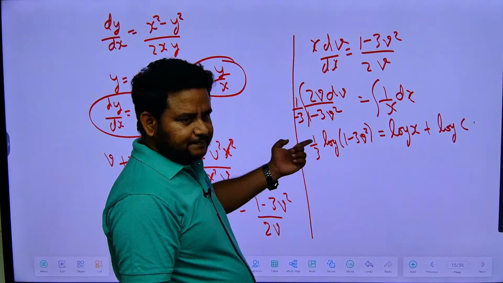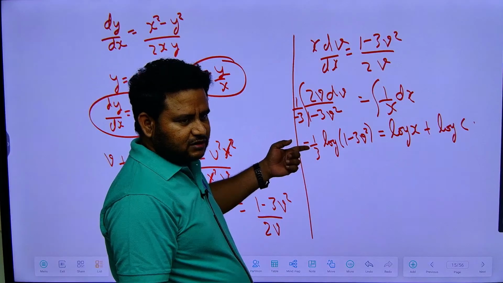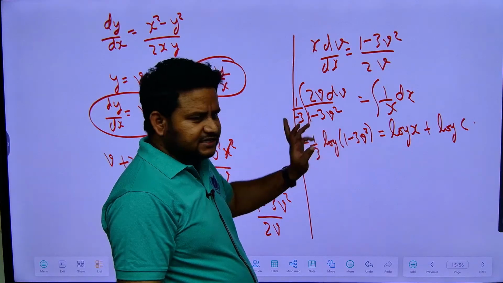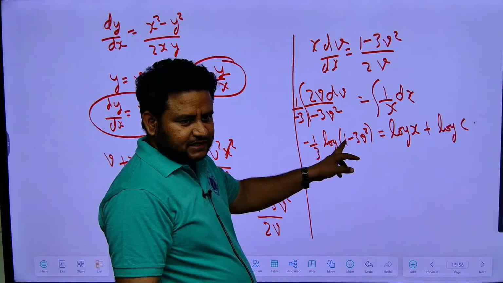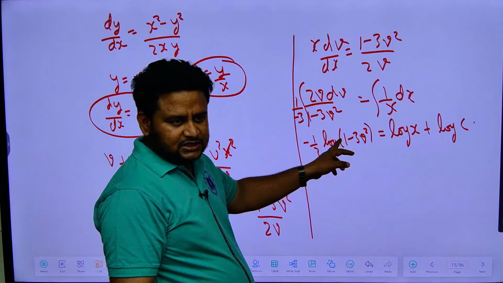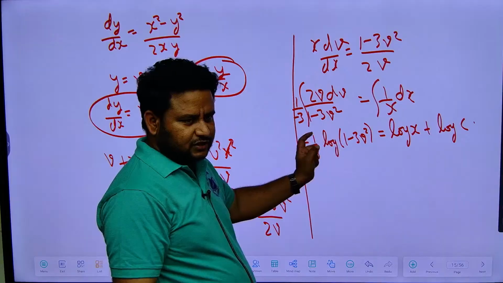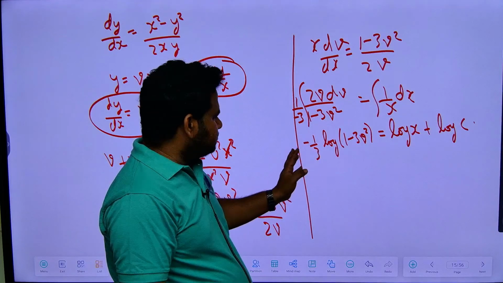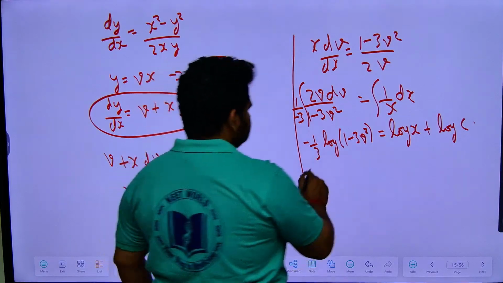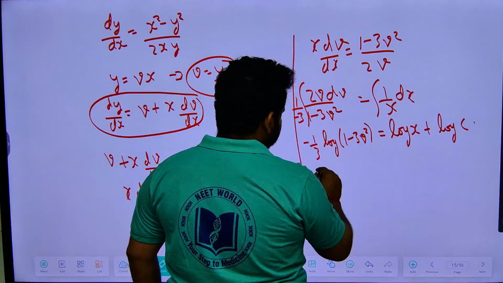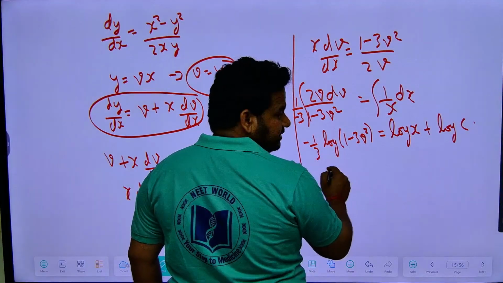3 I can take up. If I make this 3, then the minus I can send inside. This will become 3v square minus 1. I can send it like that, or you keep it like this only.